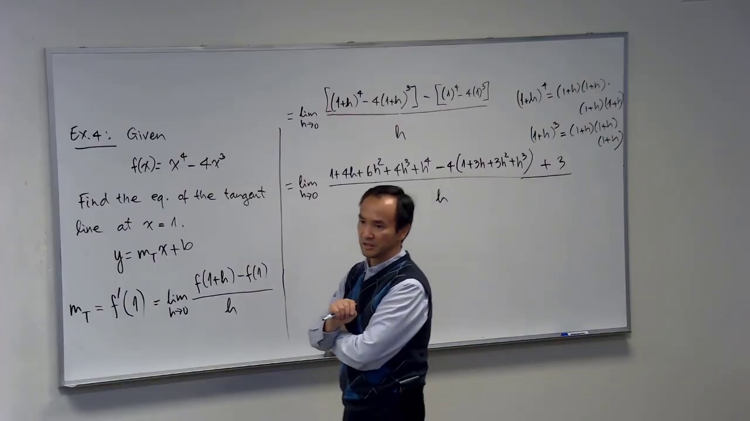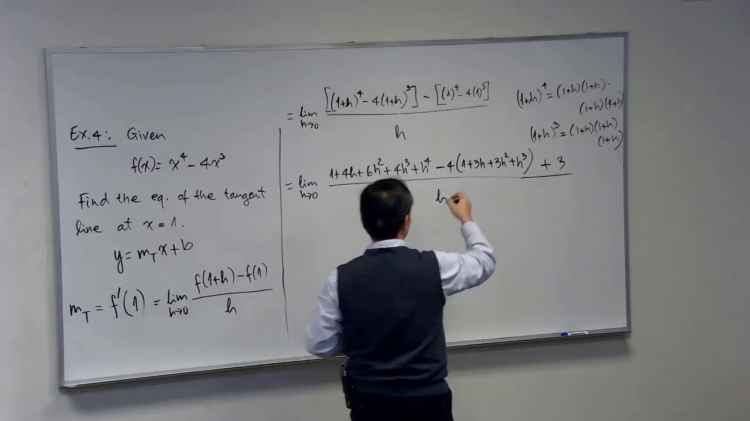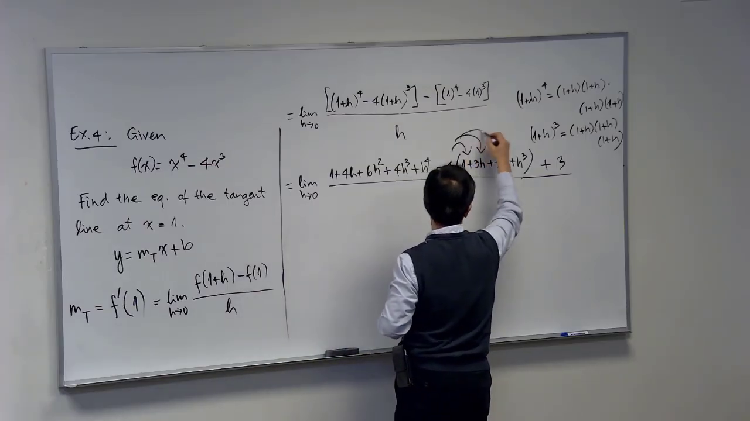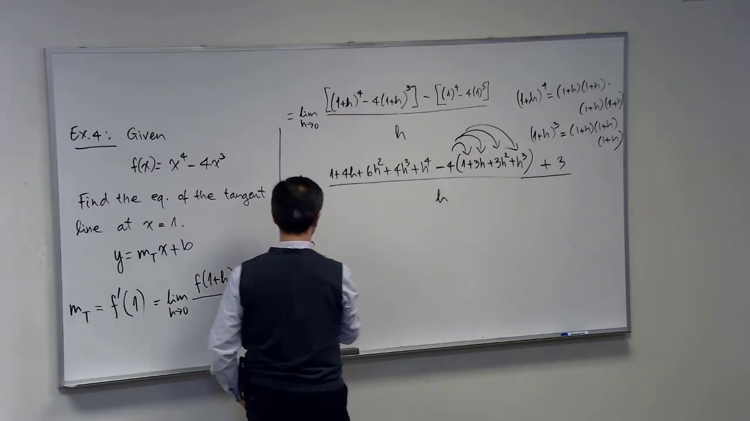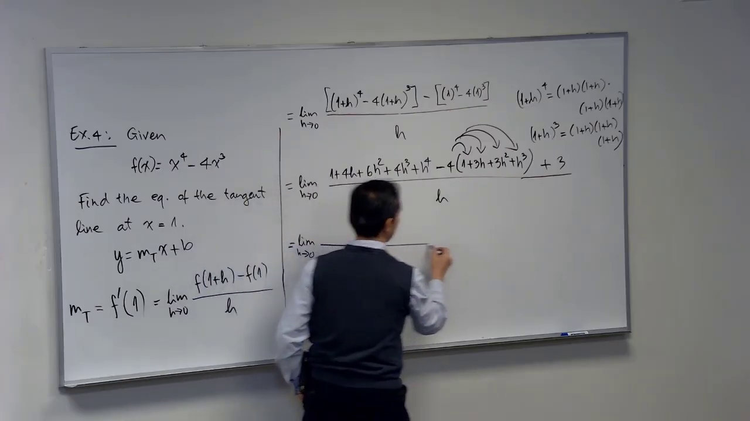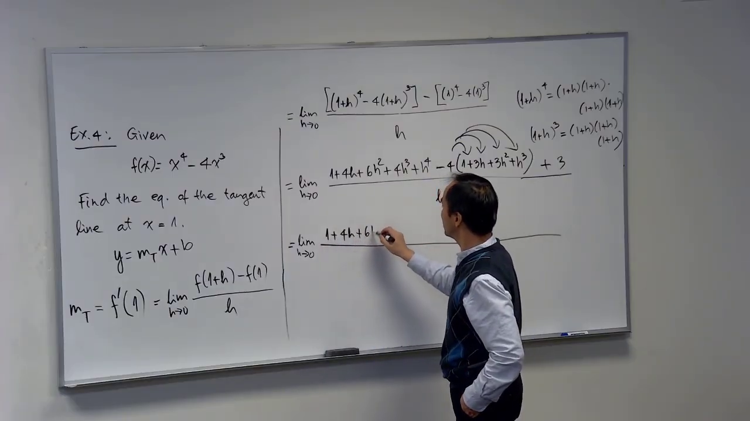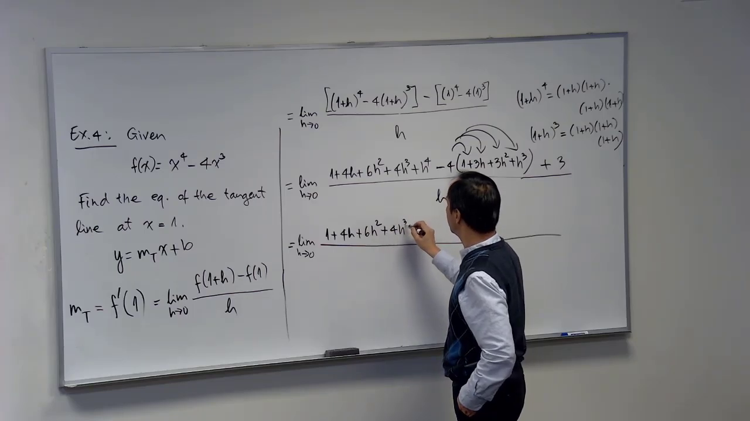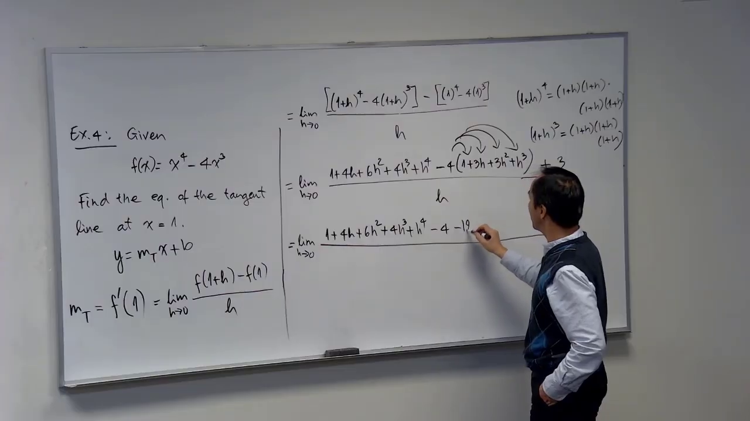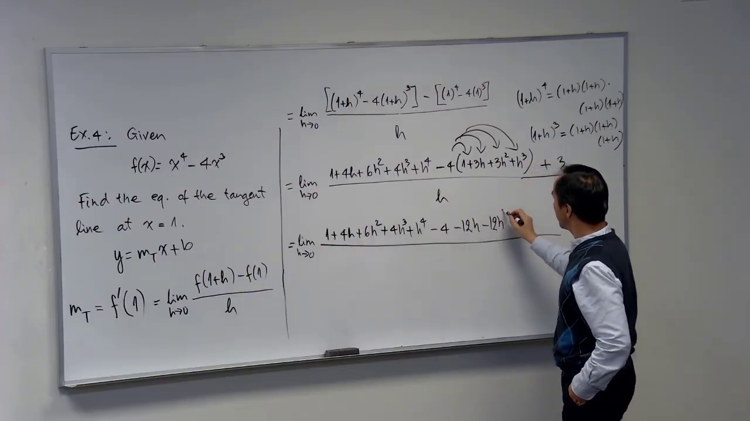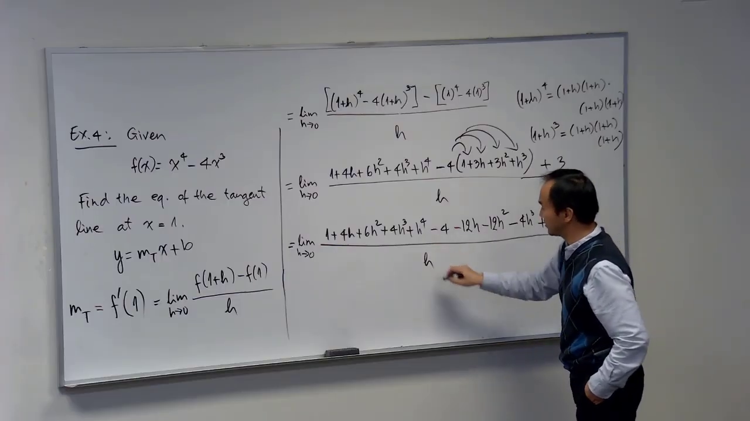So it's some crazy foiling work there. And then some algebra is going to help us distribute that minus 4 for each term here. So, in my next step, h goes to 0, and here I'm looking at 1 plus 4h plus 6h squared plus 4h cubed plus h to the fourth, right? Minus 4 minus 12h minus 12h squared minus 4h cubed, and plus 3, all over h.